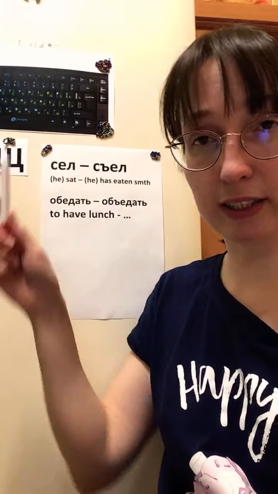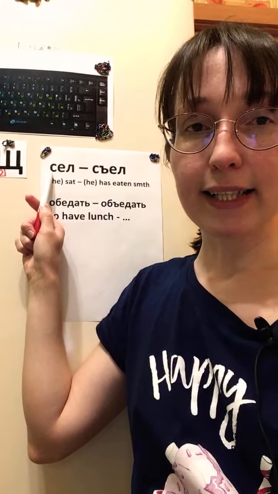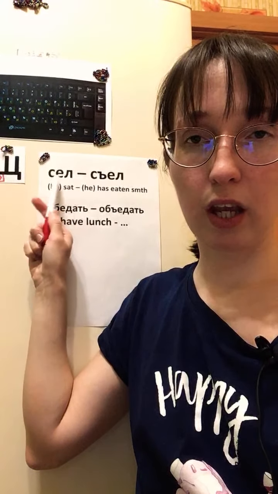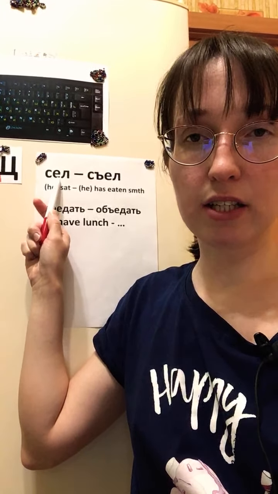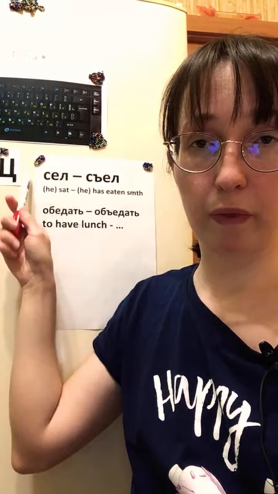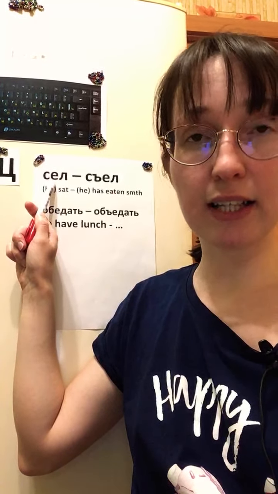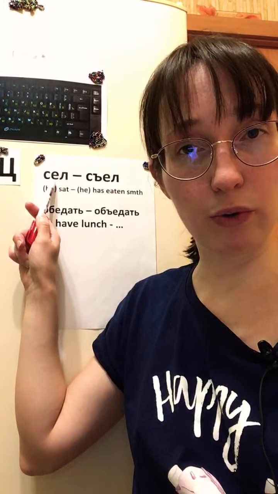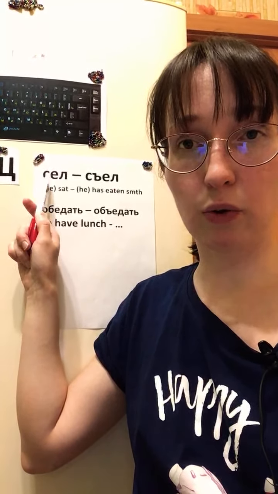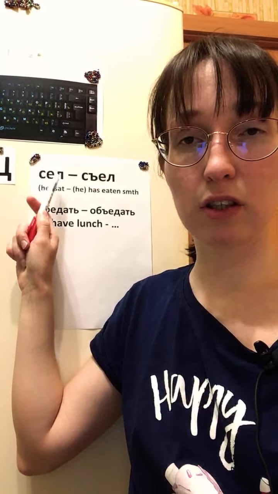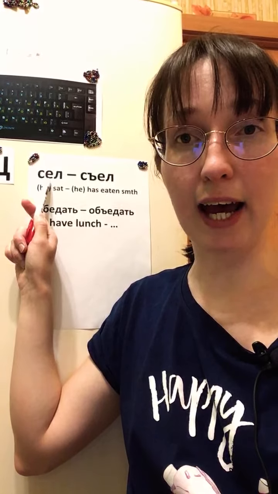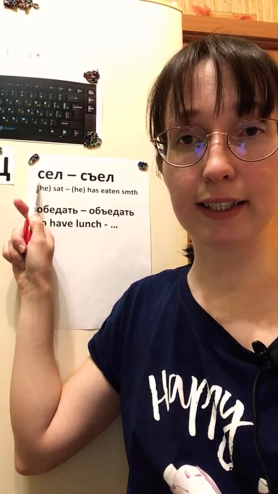Listen to the pronunciation. Сел. This consonant and the following ye are written together. So this ye represents just a sound, but it makes the previous consonant soft. So you see, s is soft, and we pronounce ye like a. Se, sel.